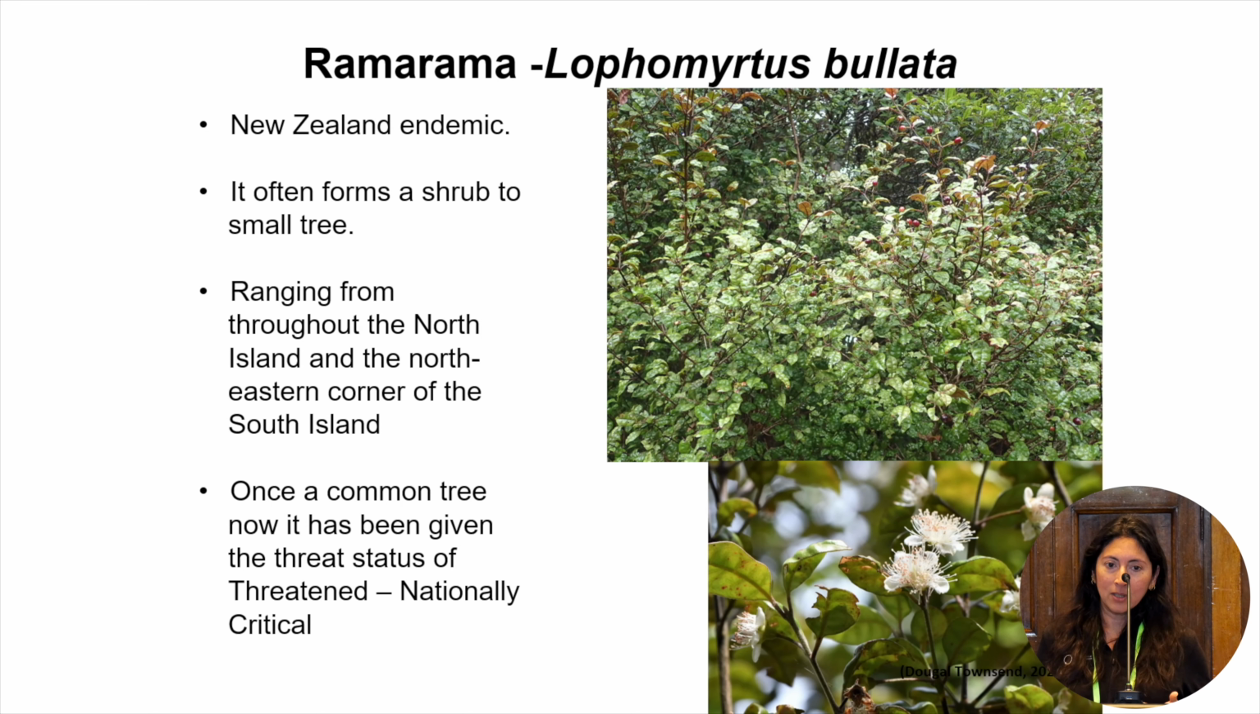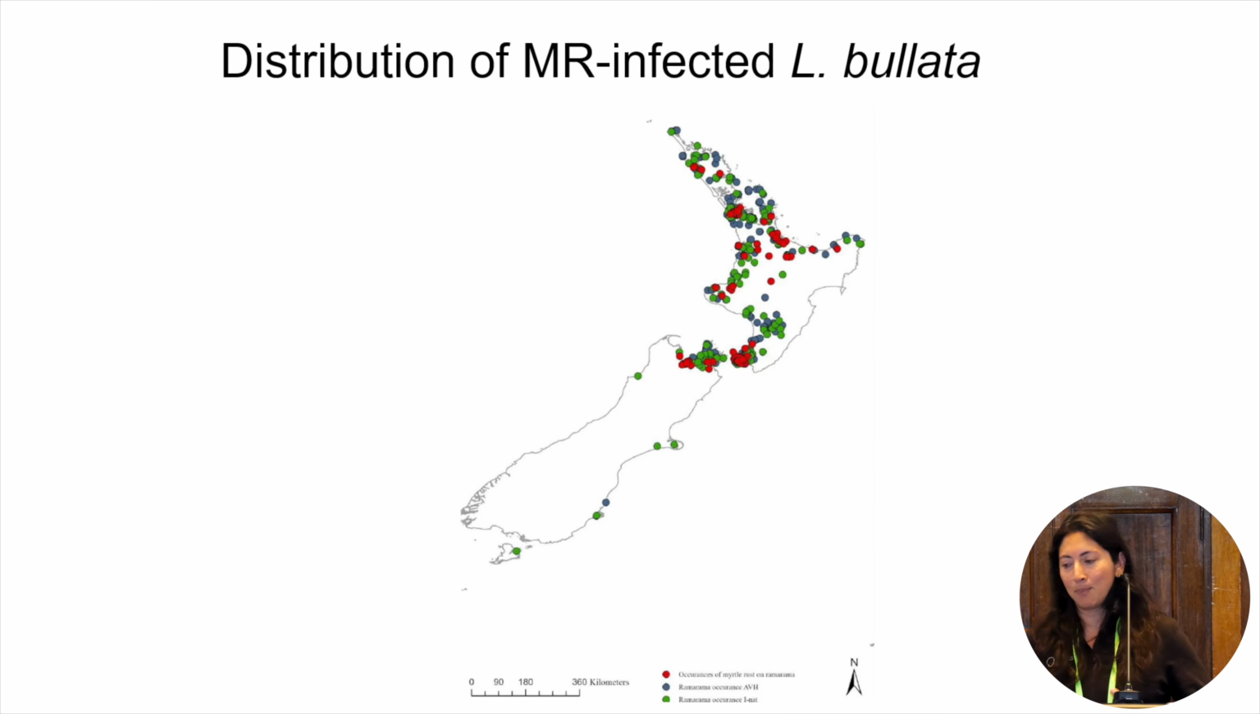And of course, surprise, the reason is because of myrtle rust. This was one of the first trees that was impacted in the wild when Austropuccinia psidii came to New Zealand, and it has really, really impacted this plant. As you can see, the distribution of Lophomyrtus bullata is basically the distribution of where myrtle rust is. So where you find the plant, that's where you're going to find the rust as well.